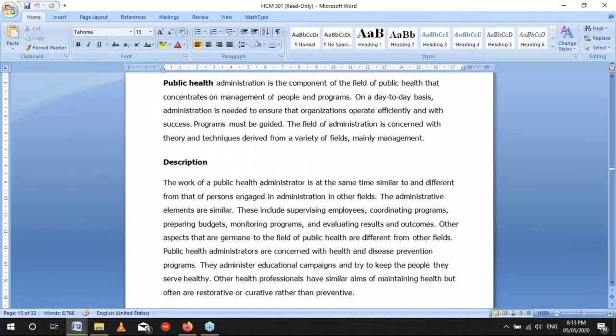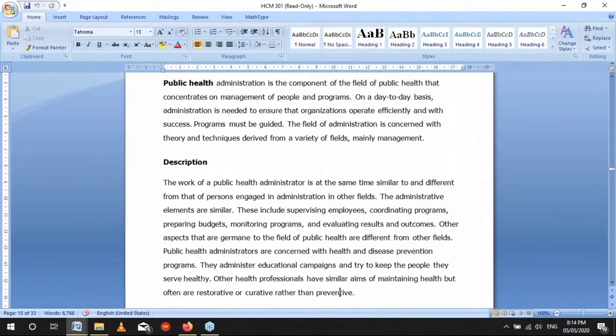Inventory is defined as the sum of the value of raw materials and goods that are stocked at any given point in time. That's an inventory. Raw materials, goods that are already stocked at any given point in time, that's an inventory.